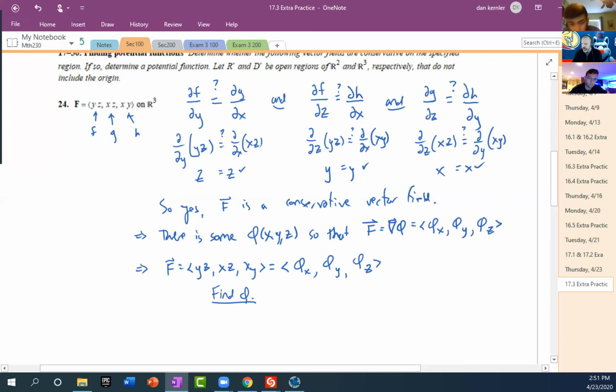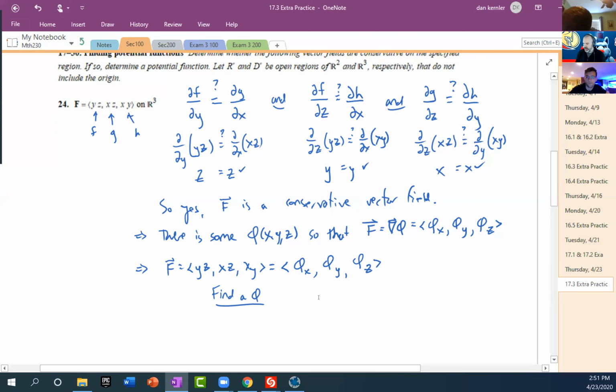Now, I should say, find a phi. There are, in fact, infinitely many. We just need to find one. But they all look really similar, and the only difference is very minor. So we will see that when we're done.